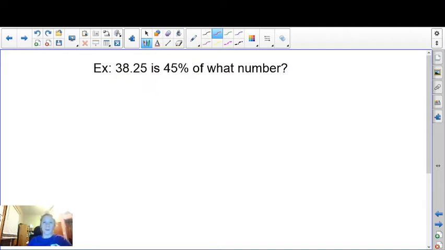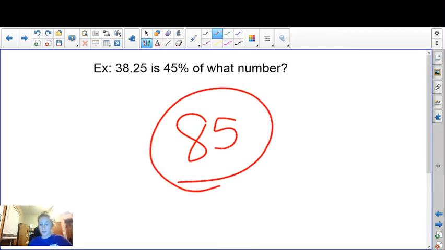I want you to try this one and see what you come up with. I know it's slightly different than the ones we first started with, but I think you can handle these. So pause this one and see what you come back with. You should get the number 85.